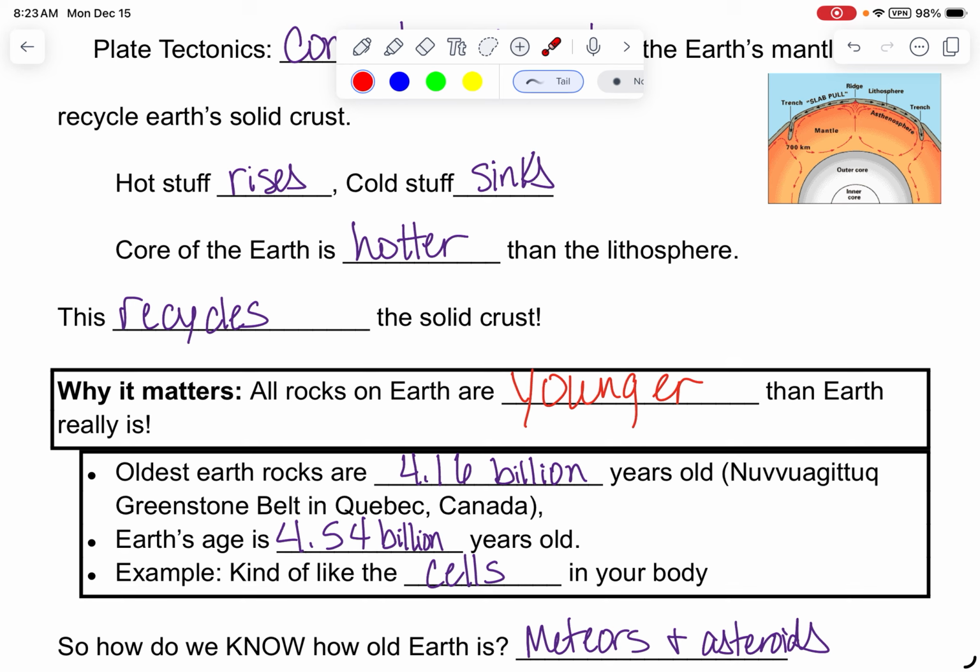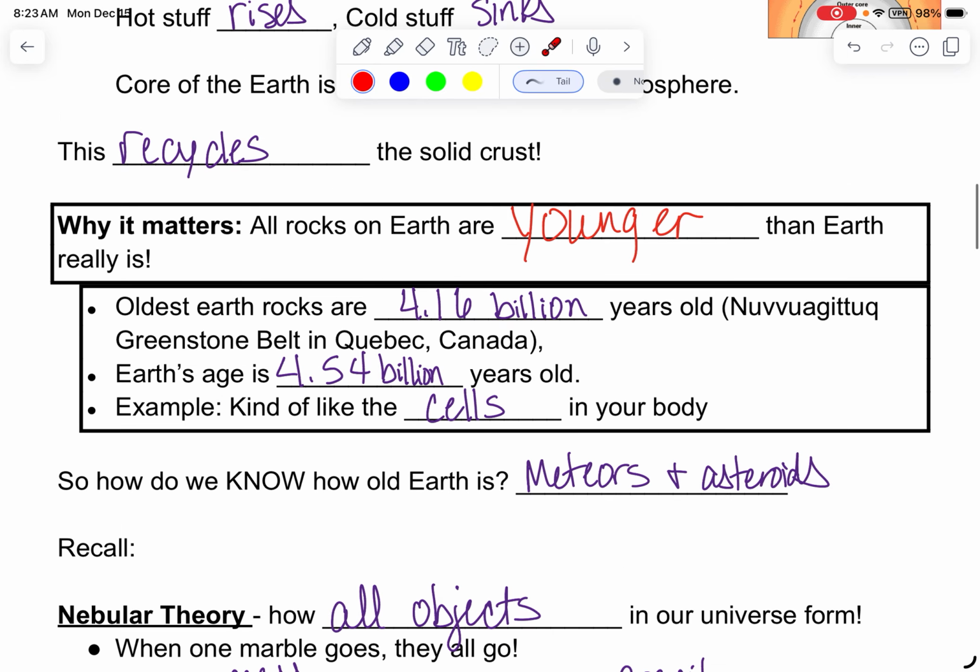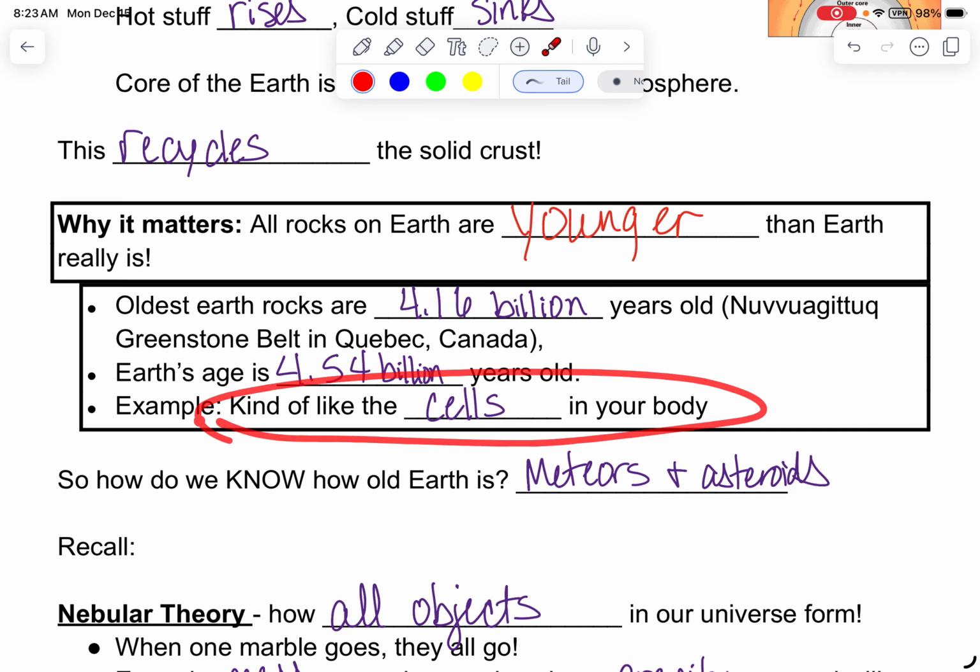You can kind of think of it like cells in your body, right? All the cells in your body are not the same age you are. You've had cell turnover. Some of those cells die and they get replaced. And so the cells in your body have been recycled. You are as old as you are, but the cells in your body are not as old as your body itself. And so that's kind of like Earth's rock. Those rocks are younger than Earth itself.